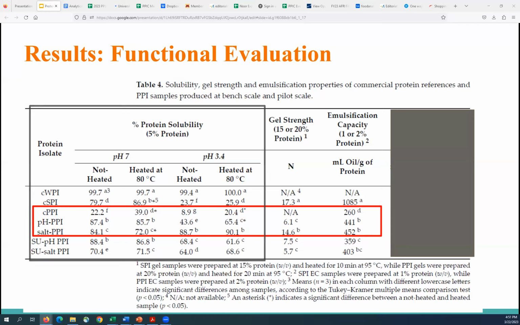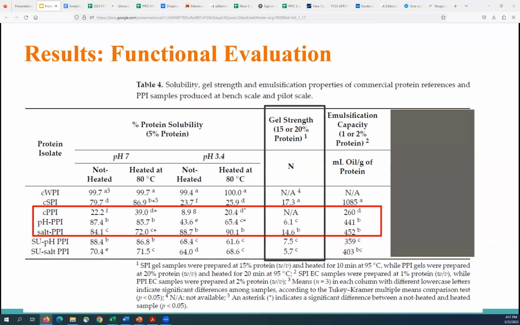Now we're going to look at gel strength. So for gel strength, the salt PPI outperformed the pH PPI significantly, and it was actually reaching close to the gel strength of the commercial soy protein isolate, which is a great thing. We're thinking that the slightly lower surface charge and the lower surface hydrophobicity in that salt protein extract resulted in more balance between the hydrophilic and hydrophobic interiors of the proteins. And that supports better gel formation because that balance is important for that.